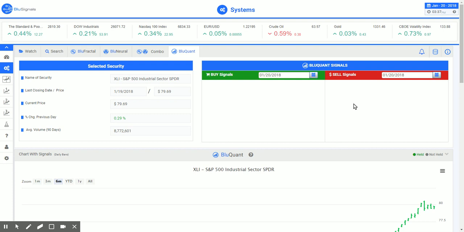The third thing that occurs is an email is sent to the user. You register your BluQuant address that you want to receive email alerts from when you subscribe to BluQuant. So even if you're away from the platform, you will get the email alert that a live BluQuant signal has occurred. And again, these signals are produced during the market session, live and in real time.